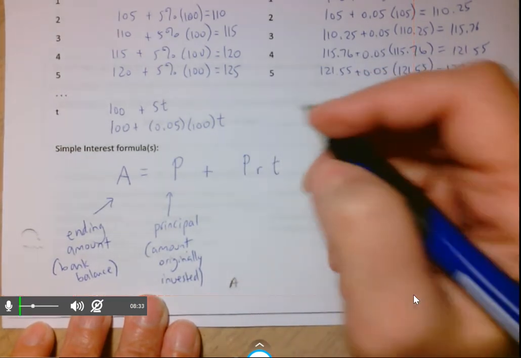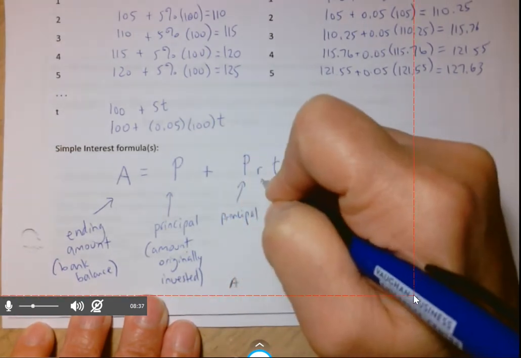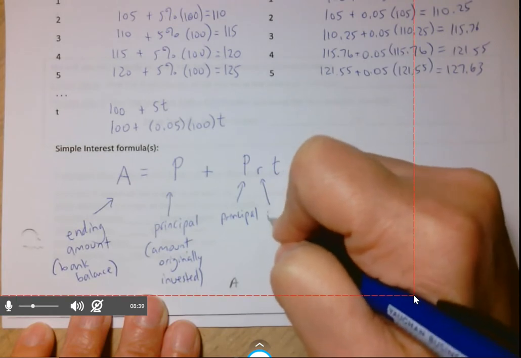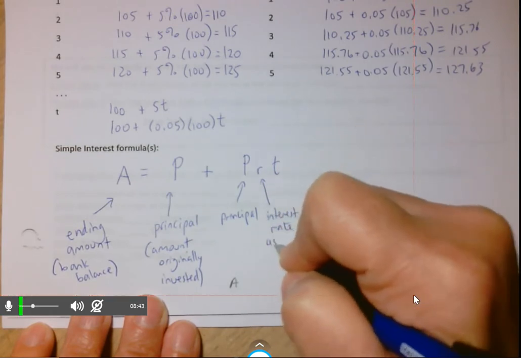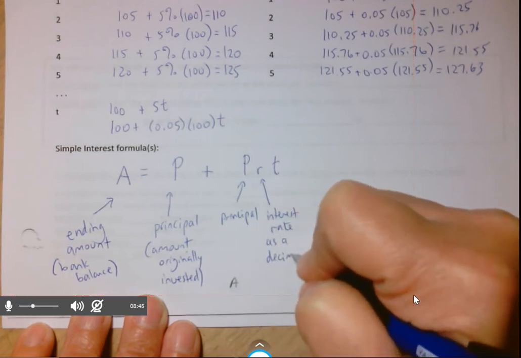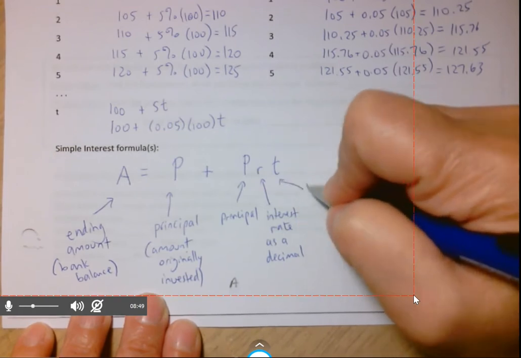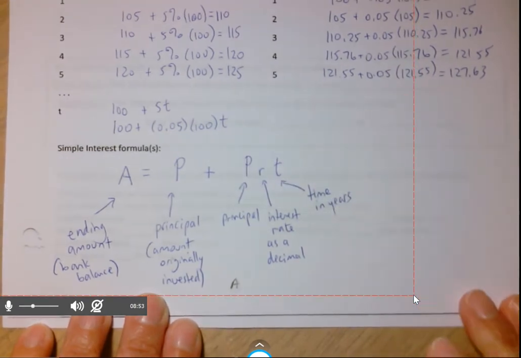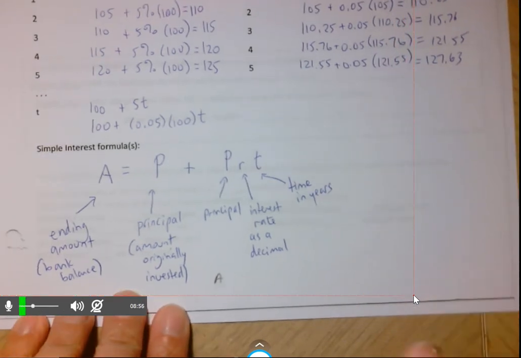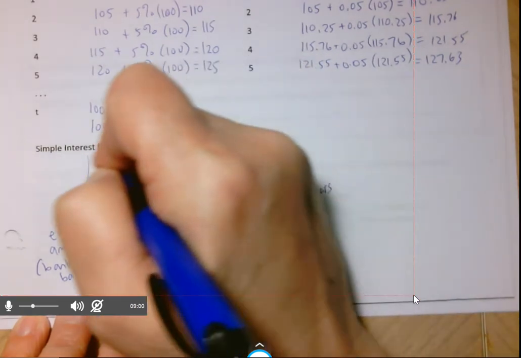So again, this is the principal. There's your $100. And this is the rate, so this is the interest rate, and it's expressed as a decimal. So we don't put a 5 there, we put 0.05 there. And T is the time in years. Okay, so that is a formula for simple interest. Make a note of this formula in your formula sheet.